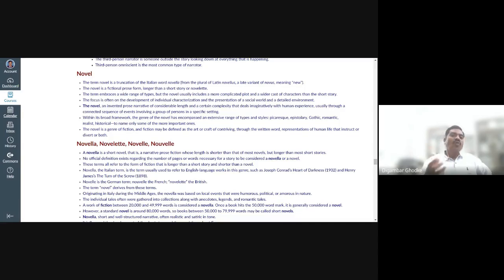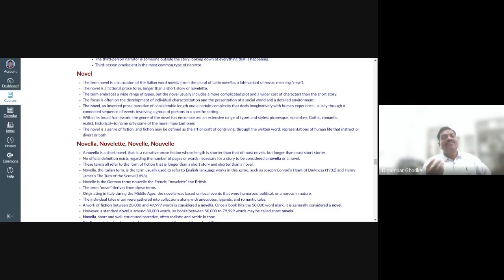As you know, the term novel comes from the Italian word novella. So it is a kind of truncation. Truncation means a shortened form of novella. And the Italian word novella itself comes from the plural of Latin novellus, which is the recent variant of novus, which means new. So the term novel means something which is new. And even we use the word novel as a synonym of new.